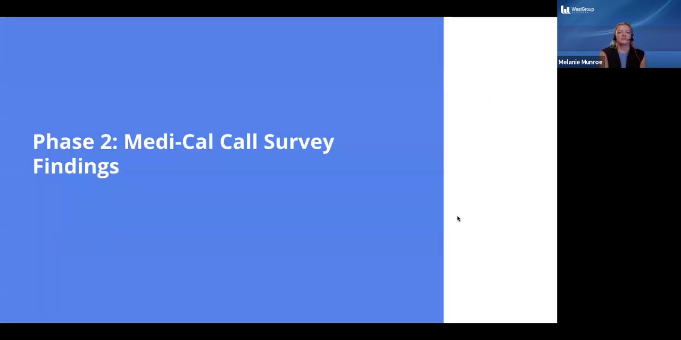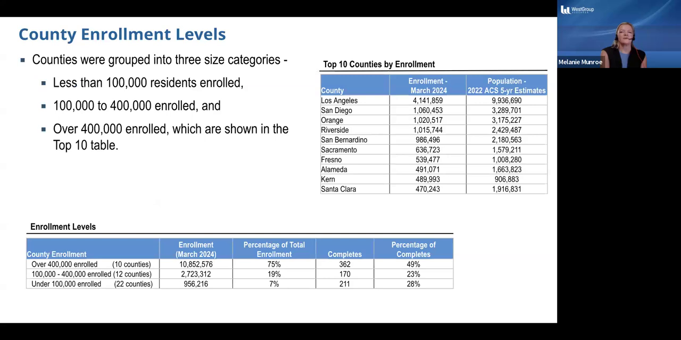Okay, so for phase 2, we're going to focus on some of the results for counties at different levels of enrollment. So the top 10 counties that have the highest enrollment levels are those counties that have over 400,000 residents enrolled as of March 2024. All of these numbers are as of March 2024.